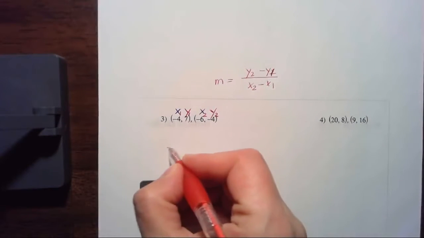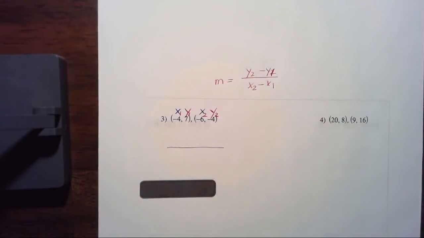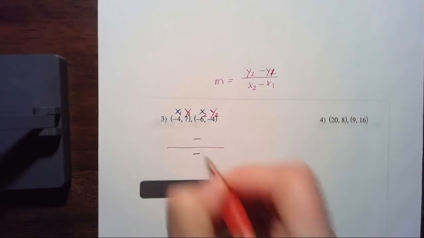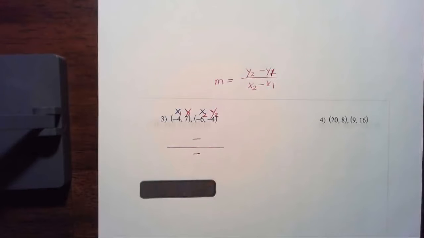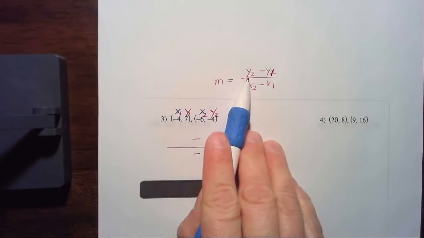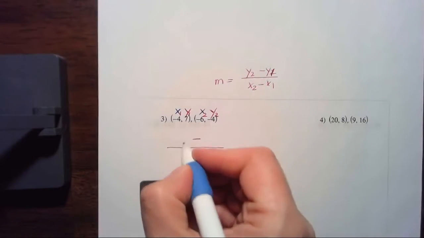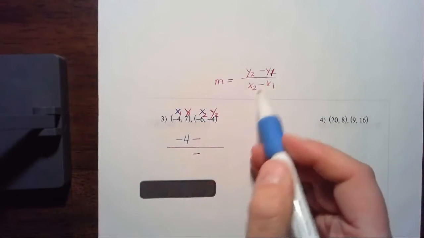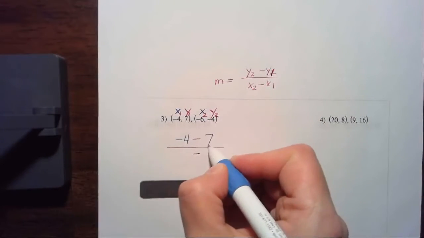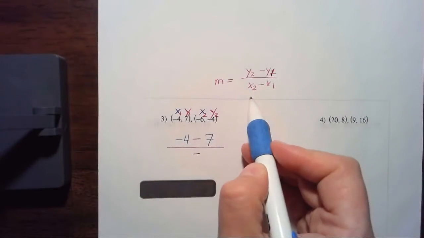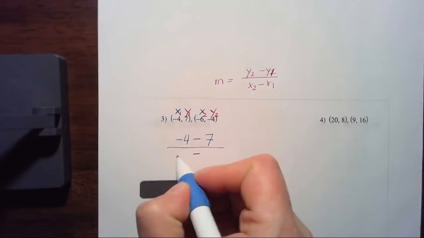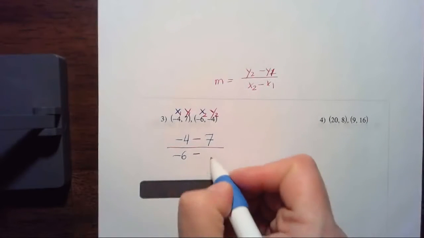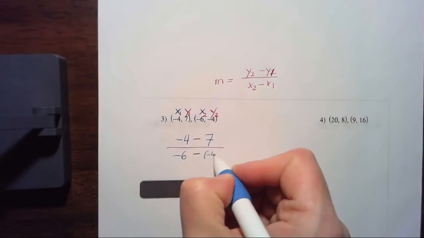So let's use that formula. It's a ratio, so I'll have a division sign. I have my minus here because that's what my formula is. And I'm going to fill it in. y2 is -4, so I'm going to write -4. y1 is 7. I'm going to write 7. x2 is -6. And x1 is -4.